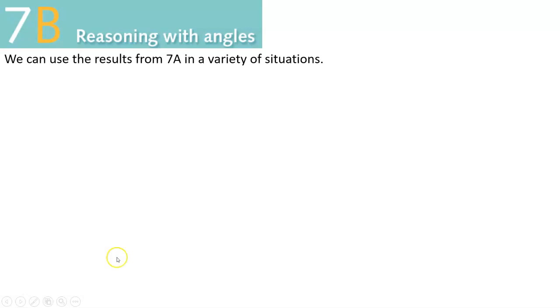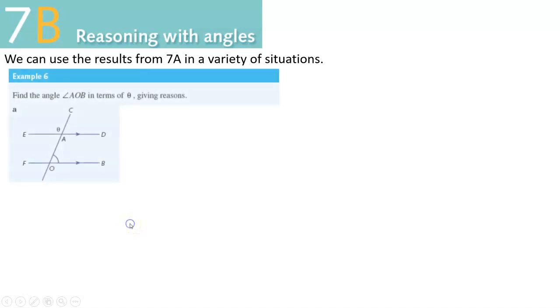So we can use the results from last lesson in a variety of situations. Here's our first example. We want to find the angle AOB, so that's this indicated one here, in terms of theta, which we can see is this angle up here, and we need to give reasons. Firstly, I can see that these two angles here are equal because they are corresponding.